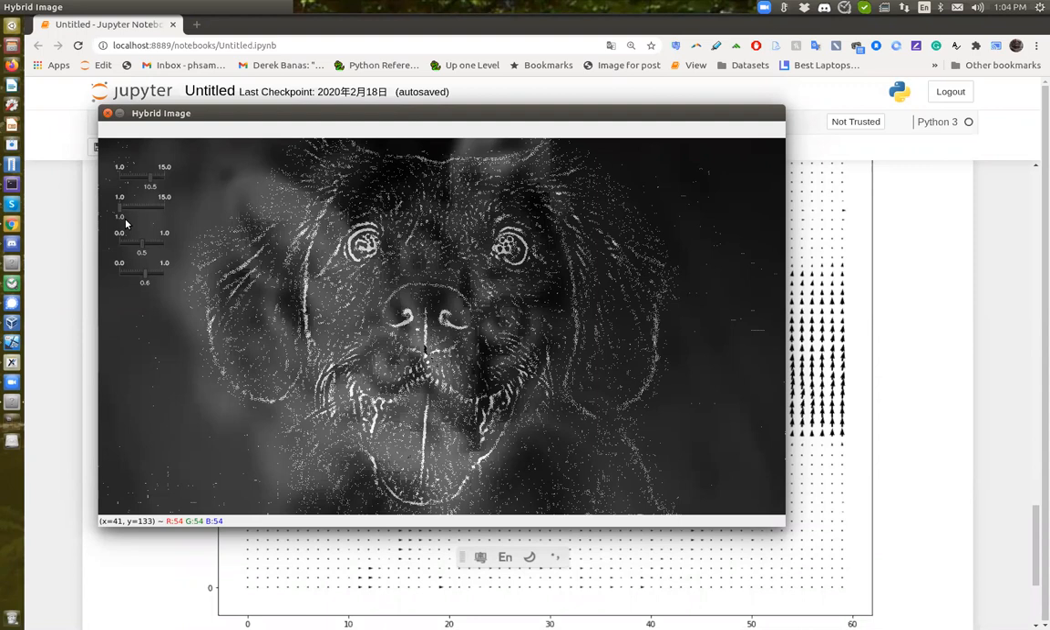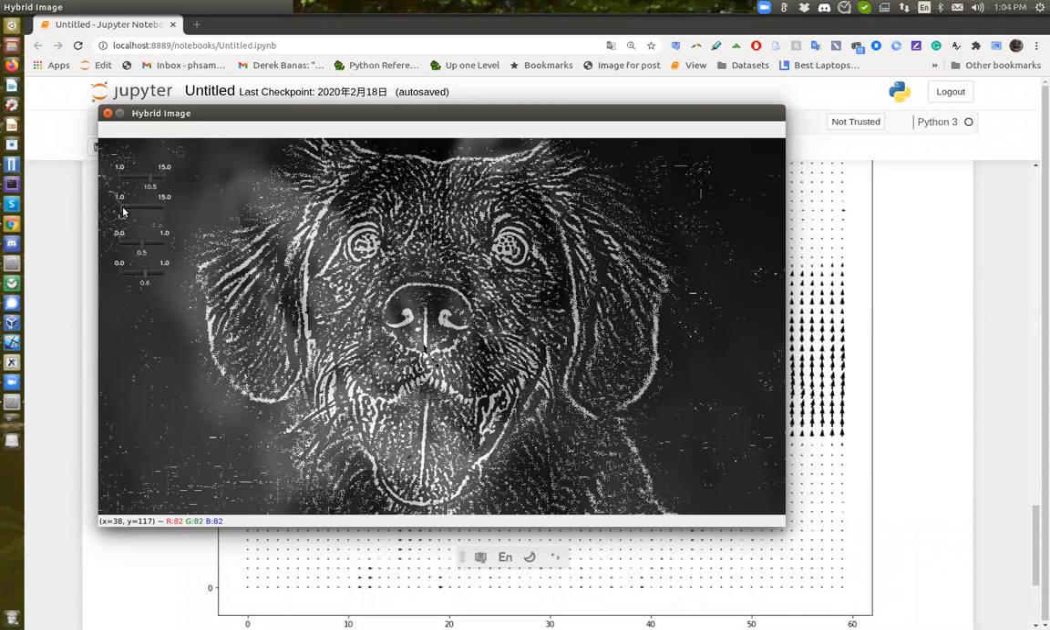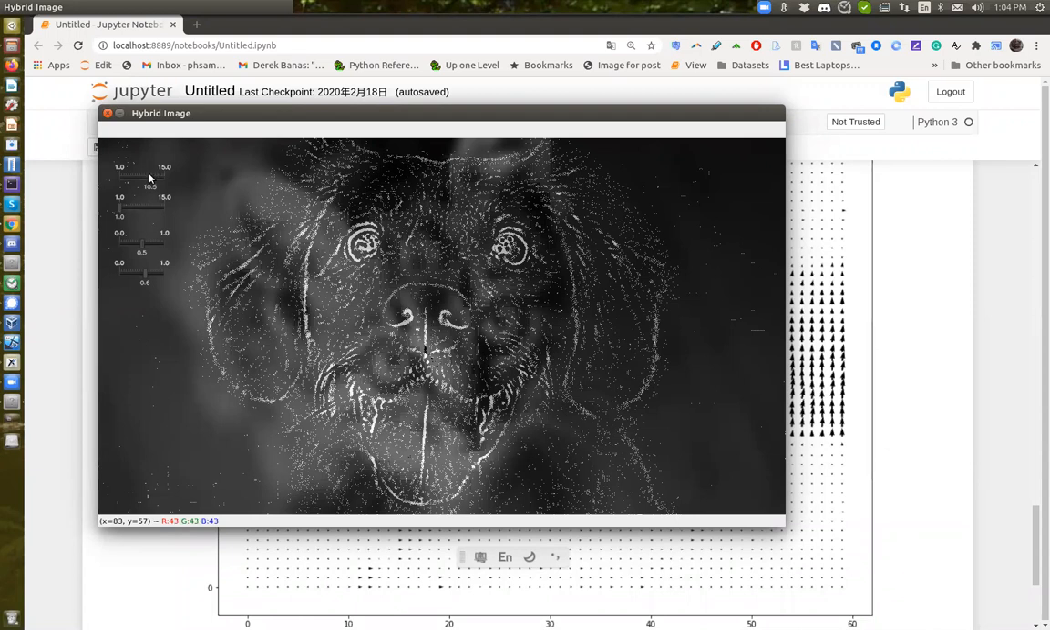Here I adjust the filter strength for the low pass for the dog. Maybe I can make the dog stronger here, super strong, and make the high pass filter for the cat weaker, then it becomes more apparent. And also you can adjust how much they are added together as well. So that would be some adjustment.